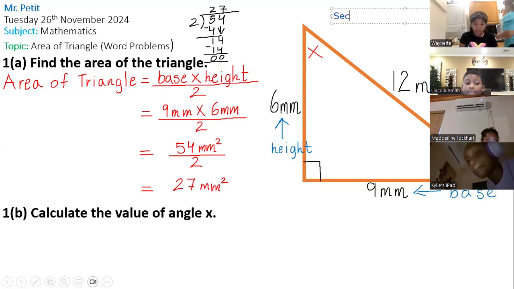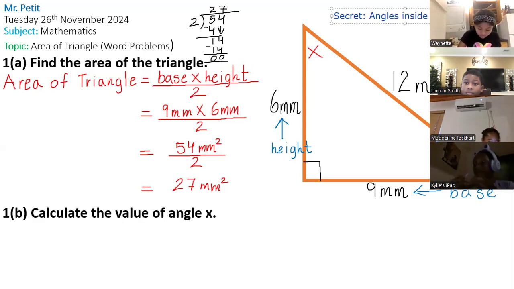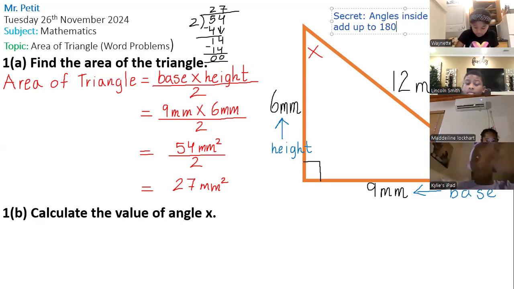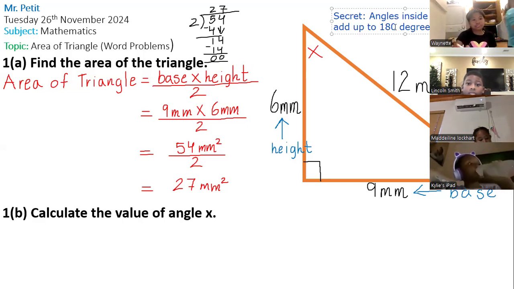So the secret that nobody told you yet is that angles inside a triangle add up to 180 degrees. That's the secret. Angles in a triangle add up to 180 degrees. This happens every time. Angles inside a triangle add up to 180 degrees.